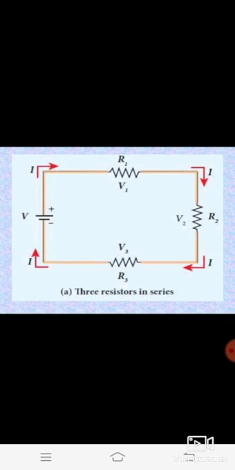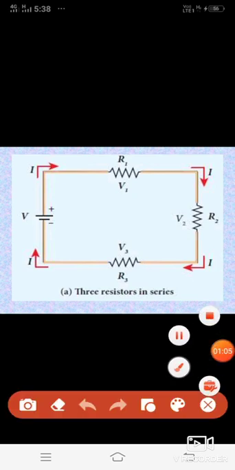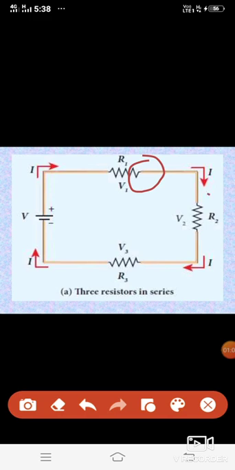This is one of the electrical circuit diagrams for resistors connected in series. We consider three resistors R1, R2, R3. Here they are connected end to end. The end of R1 is connected to the starting point of R2, and the end of R2 is connected to the starting point of R3. Like this they are connected end to end, which means the resistors R1, R2, R3 are connected in series.